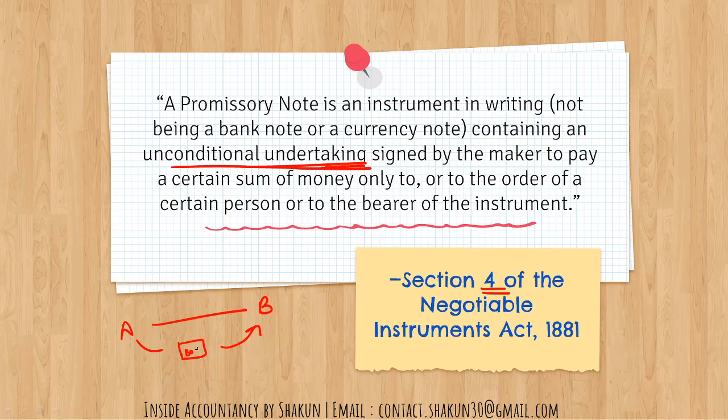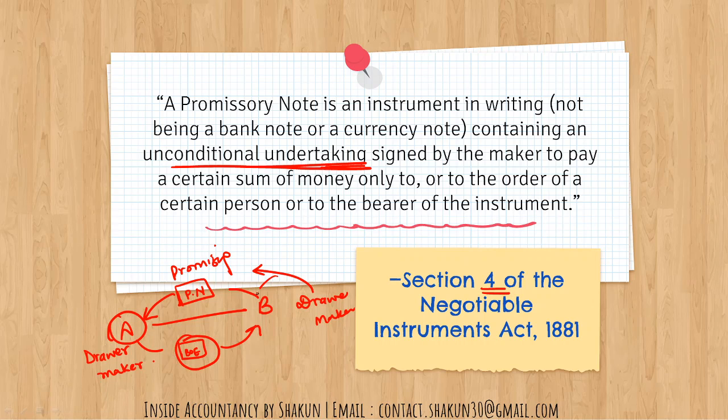This document was known as bills of exchange. But if B drafts a document and sends it to A, he is promising to make the payment. This promising to make the payment, the document drafted for that, is known as a promissory note. So a bills of exchange is drawn by the drawer. Drawer is the maker of the bills of exchange. But a promissory note is drawn by the person who is the drawee. The drawee is the maker of the promissory note. Okay. So the drawer makes the bills of exchange, but the drawee makes the promissory note.